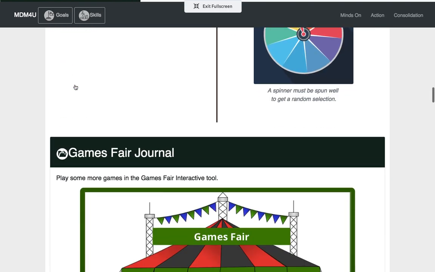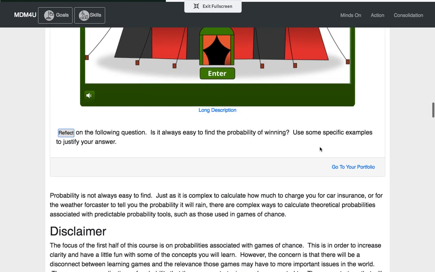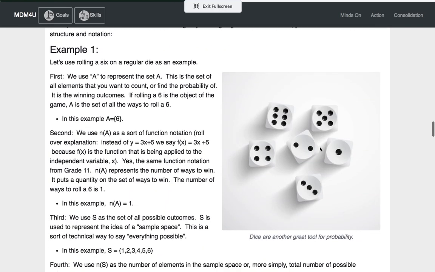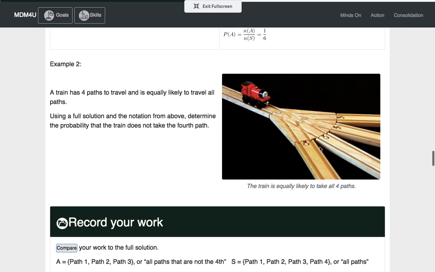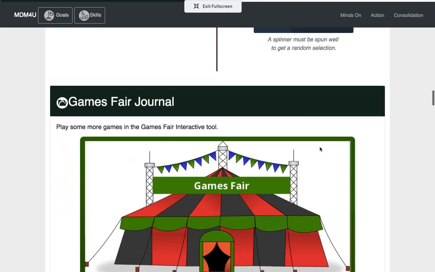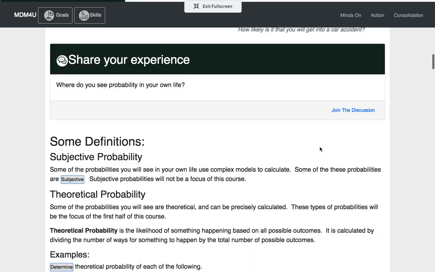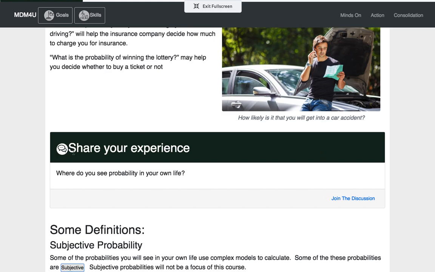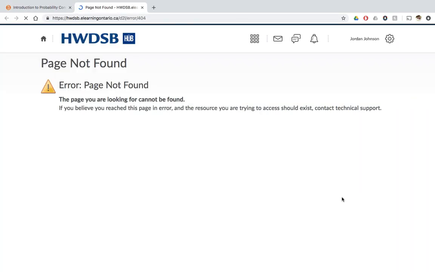As I'm scrolling down, eventually there's a discussion question. I hope I haven't missed it yet. I think I might have. Let me scroll up here. It says join the discussion, and I know the link. Oh, it's right here. It says share your experience. So where do you see probability in your own life? A lot of you have clicked this link and realized, uh-oh, it doesn't work. Page 404, it's not working.